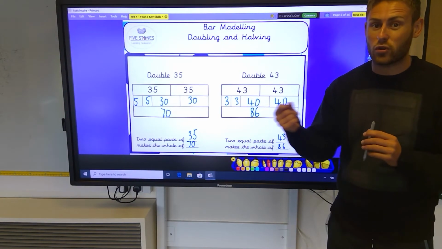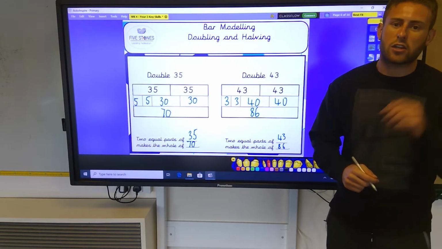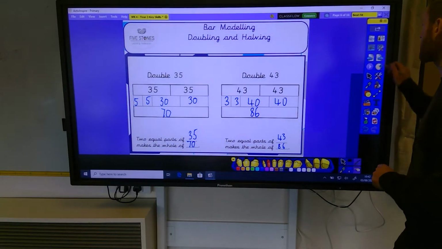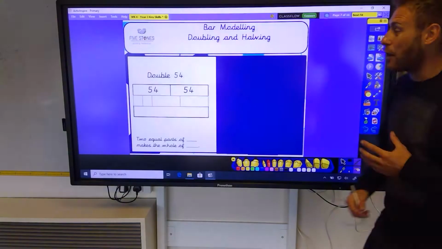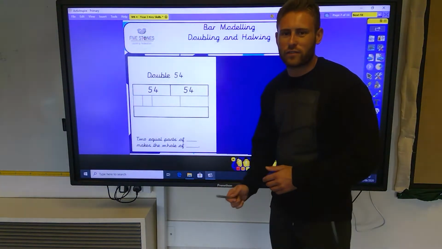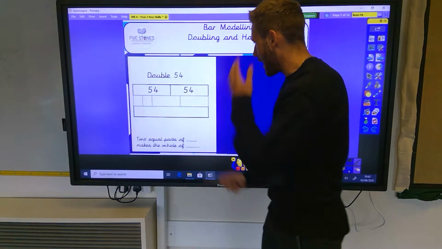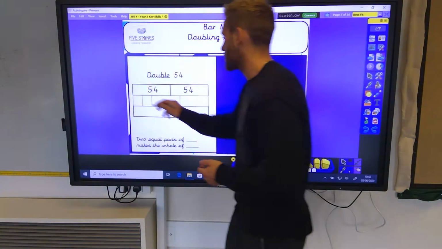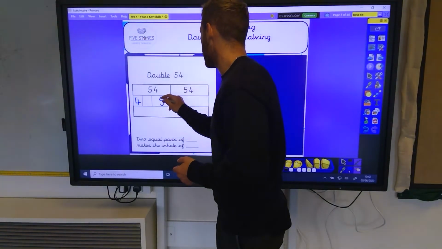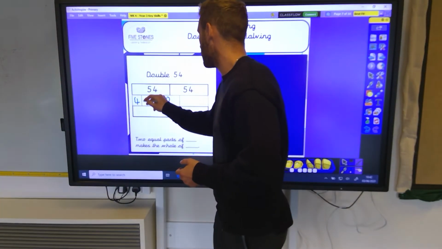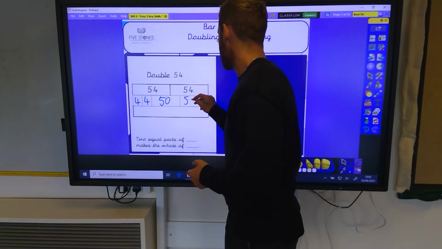Some of you might have known it straight away, and that's fantastic. You're building those fluent facts. Right, our next double is double 54. Right, let's think out loud. 54 can be partitioned into 4 and 50. Same with that 54. 4 and 50.